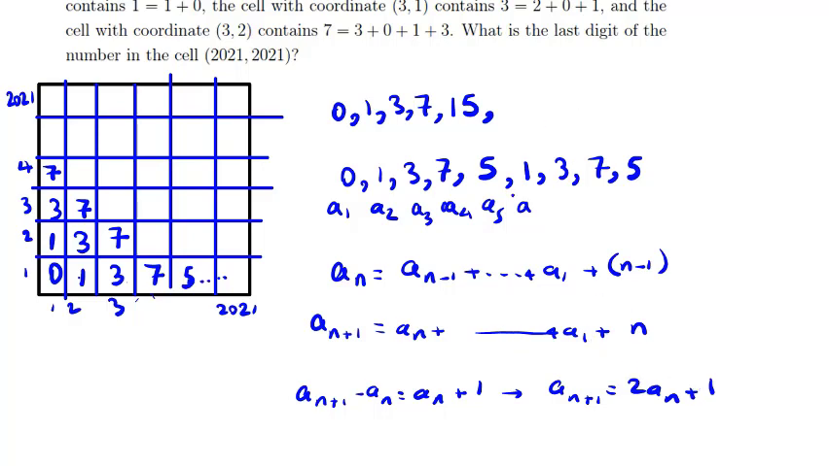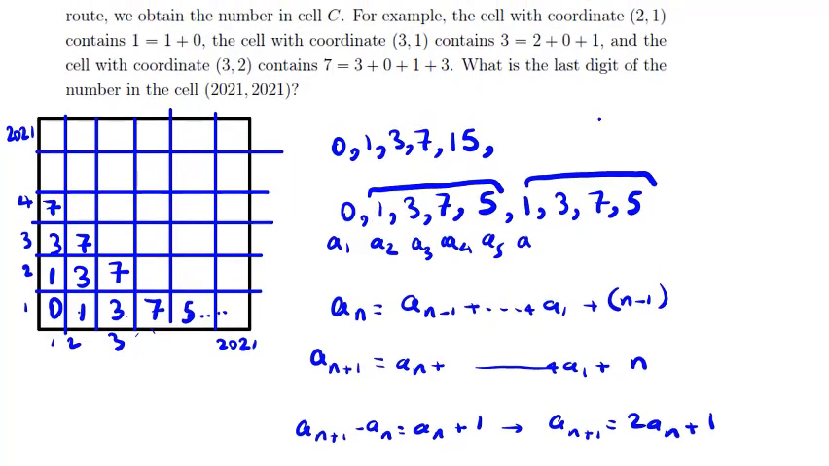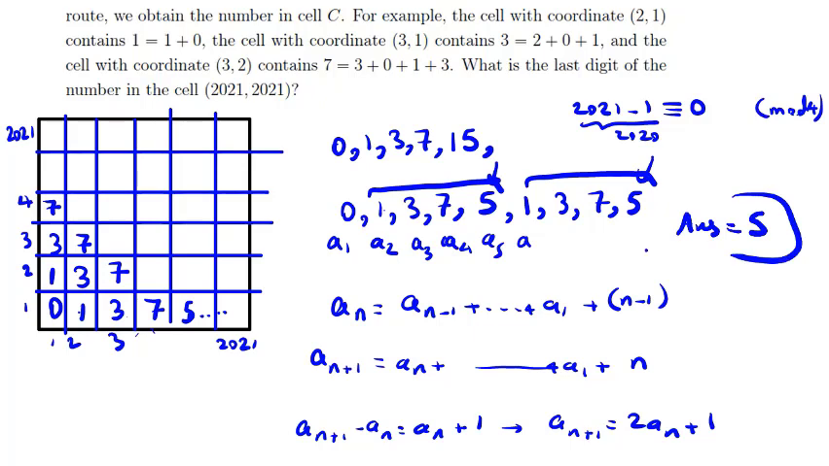Then because of the recursive sequence, you can say this period will be repeated: 1, 3, 7, 5, 1, 3, 7, 5. Because the first one we shouldn't consider, you take 2021 minus 1, and you should consider it mod 4, or divide it by 4. It is 2020 and the remainder is 0 when divided by 4. So it will be the fourth in the period, which is 5. So the answer of this problem is equal to 5.